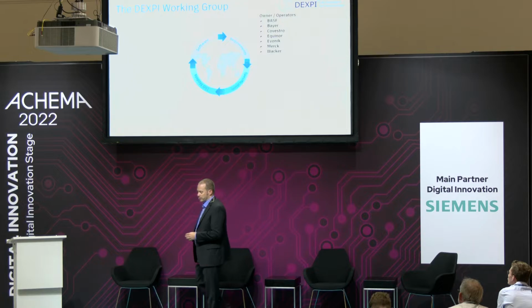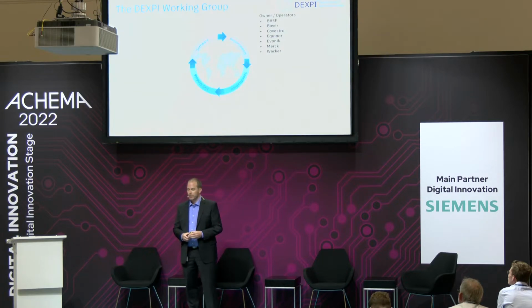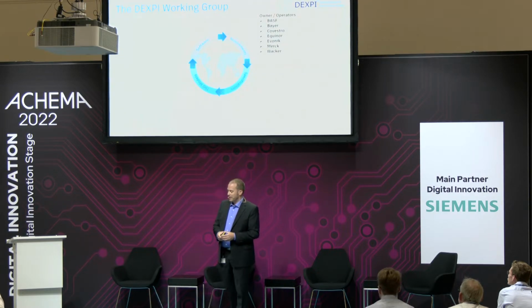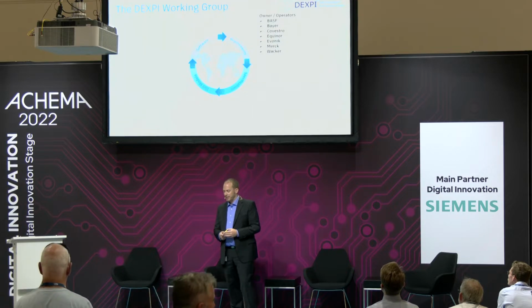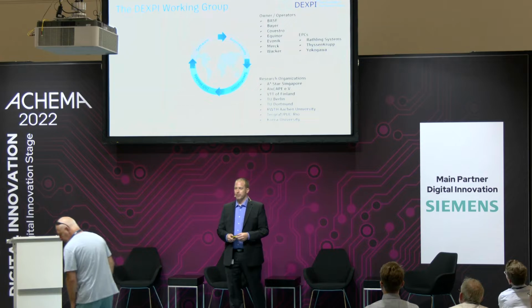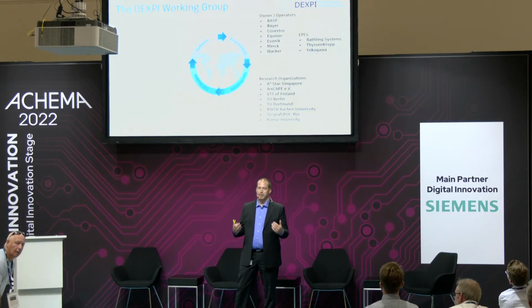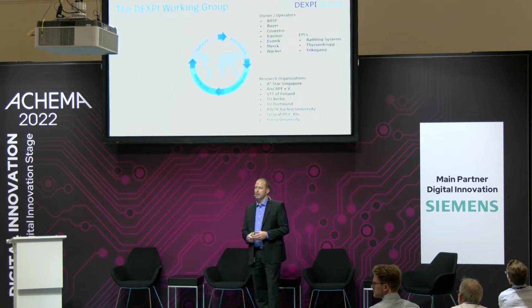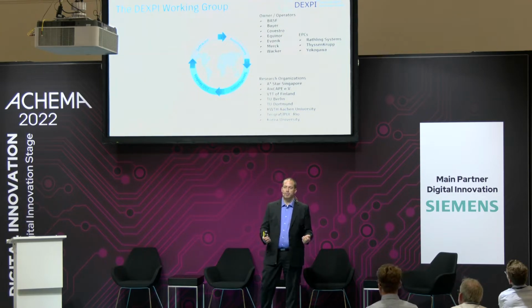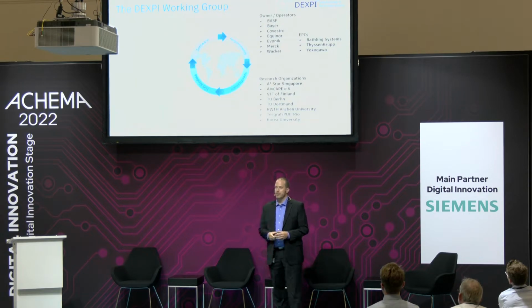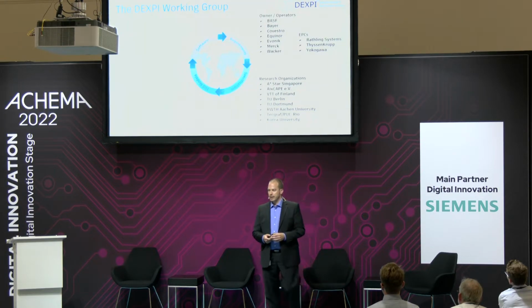So BASF is on the team, Bayer, Covestro, Equinor from Norway, Evonik, that's where I'm working, Merck and Wacker. And we also have some EPC contractors. The most important thing is that we specify the requirements: what do we need for an exchange standard? Then we go to the research organizations and say, let's build a specification out of that. So we have different research organizations which are also in the DEXPI initiative.